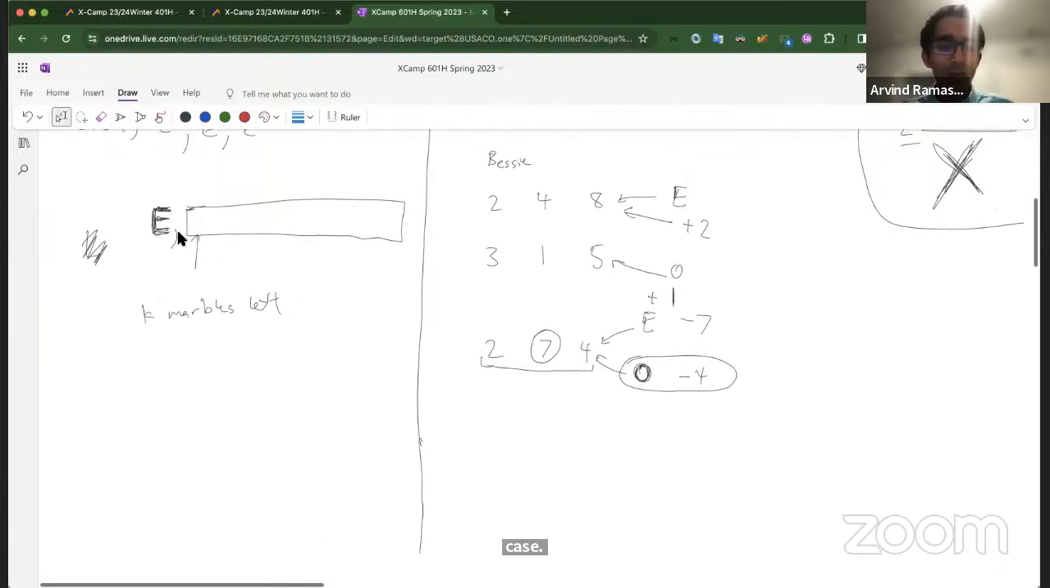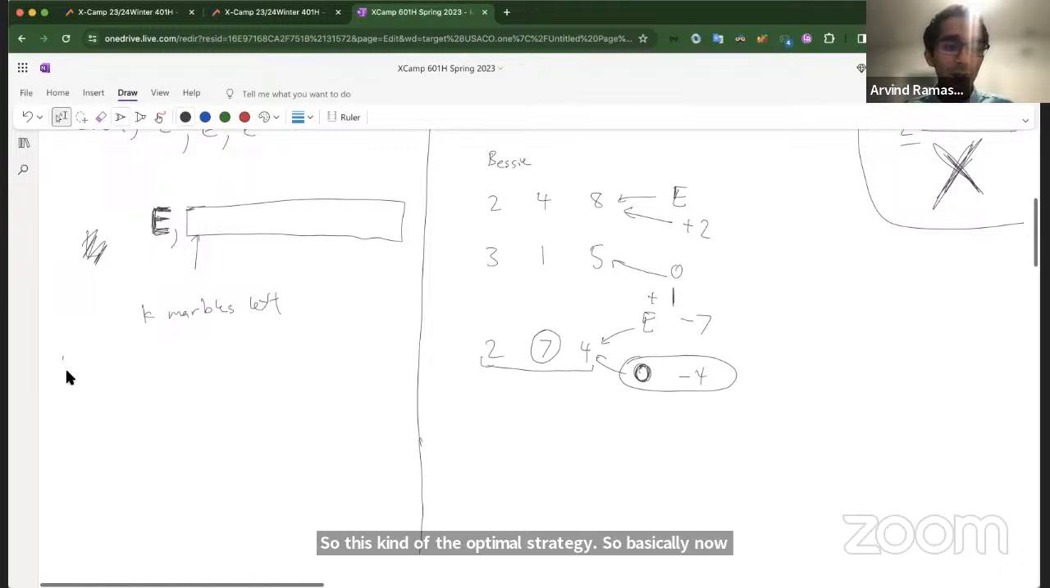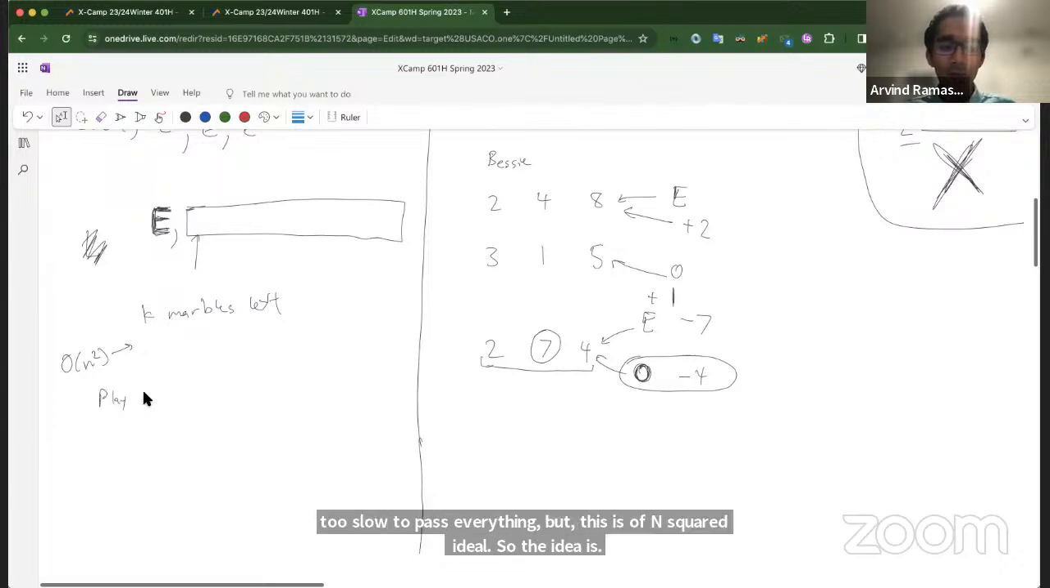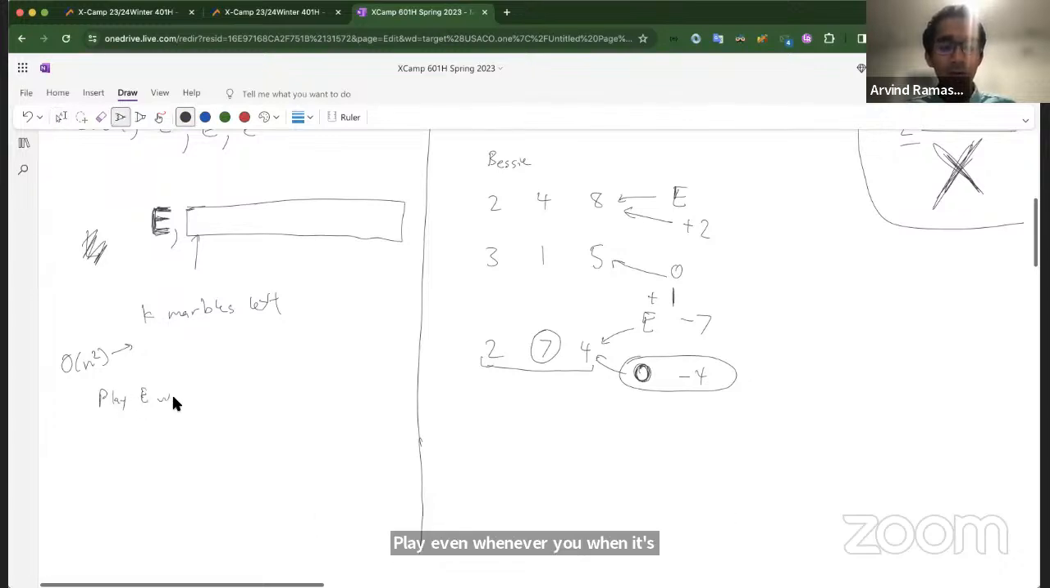So basically now we have an O of n squared way. It's too slow to pass everything, but this is the O of n squared idea. So the idea is play even whenever it's possible, when you can win. Otherwise pick odd.